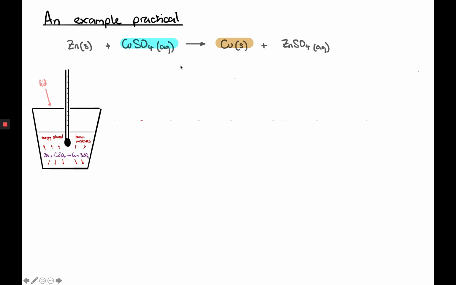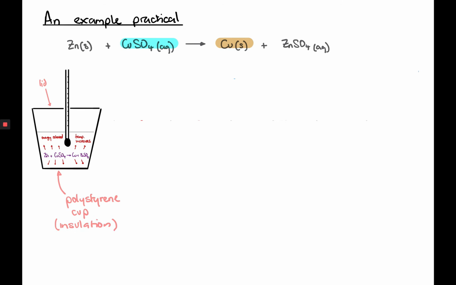Now the apparatus is not terribly sophisticated, but we use a polystyrene cup. And we would have a lid on it as well, and these are sort of key things to remember. So sometimes in exam questions they might have them in a beaker, in a glass beaker, and they might ask you what improvements could they make, or what improvement could the student make.